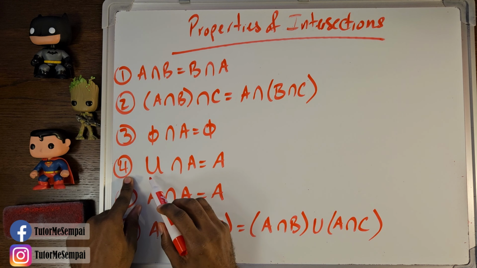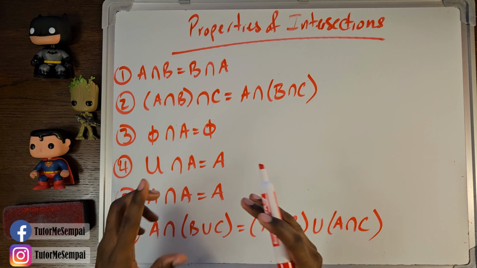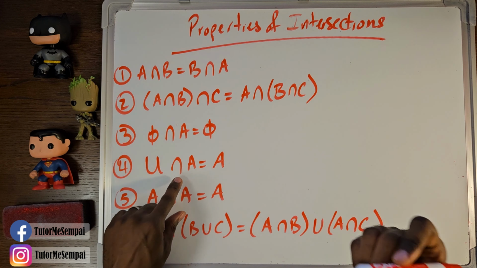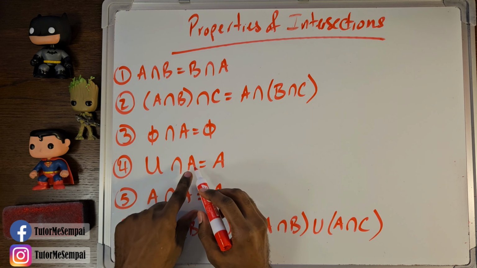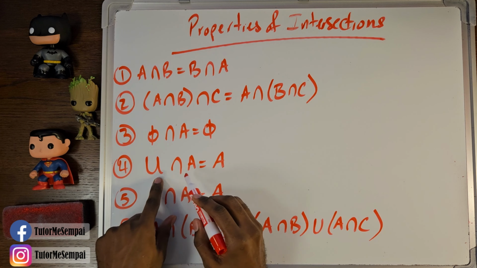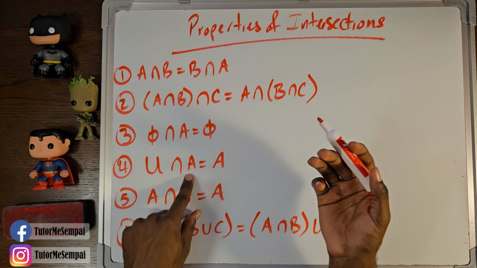We have the universal set intersect A is going to equal that set A. Now this looks very familiar to what we did for unions, however, it's a little bit different. It's still operating under the fact that A is a subset of this universal set, but when you try to find the intersection, remember, A is a subset, meaning it's a smaller set.